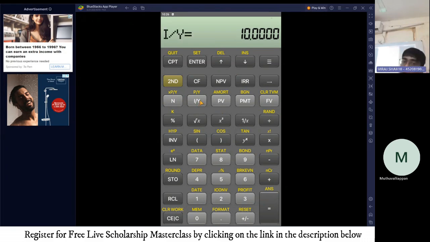Okay. And now what do you need to compute? You need to compute FV. Okay. So to compute FV, you press CPT, which is compute, and then press FV button. सेम आंसर आया. सेम आंसर आया. अब आप एक बार ट्राई करो अपने कैलकुलेटर में.